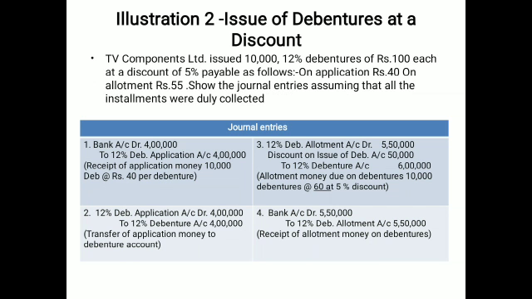Now the same matter is related with the issue of debentures at discount. Here the question is 10,000 12% debentures, 100 each the face value, issued at 5% discount. When the 5% is listed here, you have to apply the 5% on the face value of 100. It means this is referring to rupees 5.